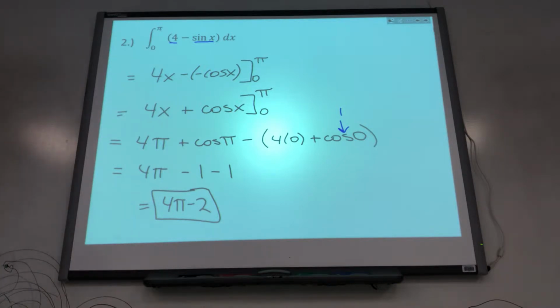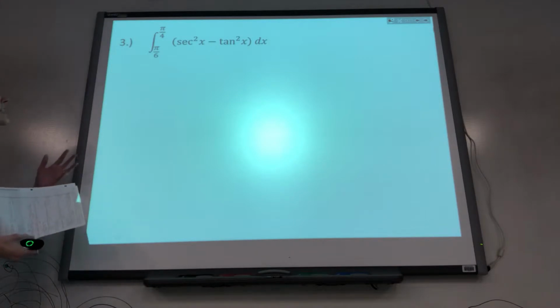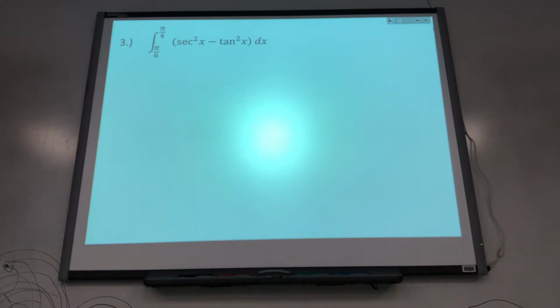Okay, any questions on that one? Starting off kind of simple here. Let's keep on rolling. Number 3, I'm integrating from pi over 6 to pi over 4. And the integrand is secant squared of x minus tangent squared of x dx.